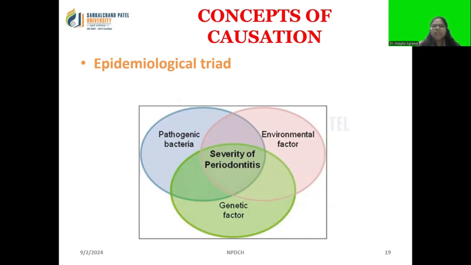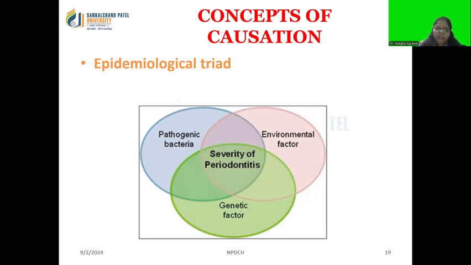And the genetic factor is actually a non-modifiable factor. So if you can control the other two factors, there will be absolutely no periodontal disease, or the amount of periodontal disease for that particular person can be limited. So that's why we need to learn this. If any of these three angles is broken, the disease won't happen.